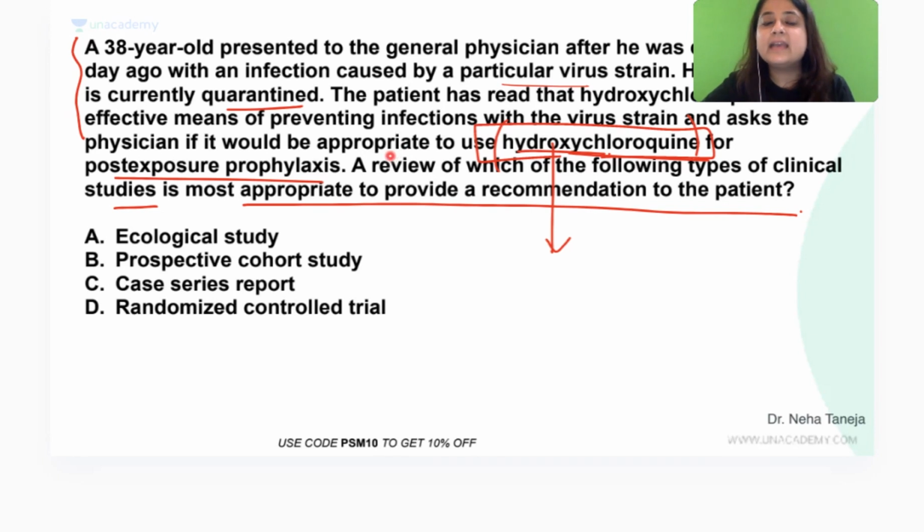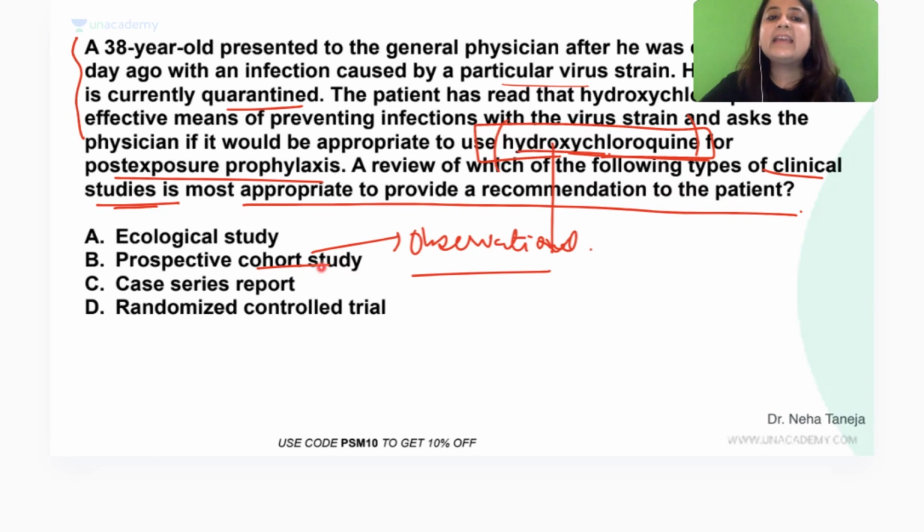Look at the next one. Is it appropriate to use hydroxy for post-exposure prophylaxis? A review of which type of clinical studies? Not ecological, because I'm talking about a drug. I am not going to study about the population characteristics. Prospective cohort. Why not cohort, guys? You don't do an intervention in a cohort. It is simply an observational thing, everyone.